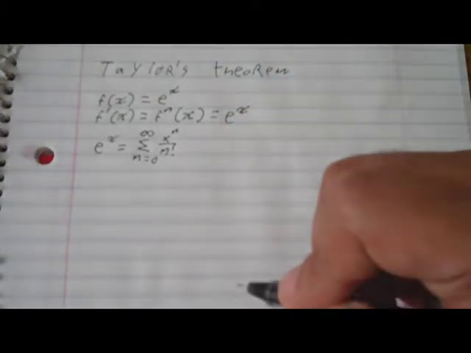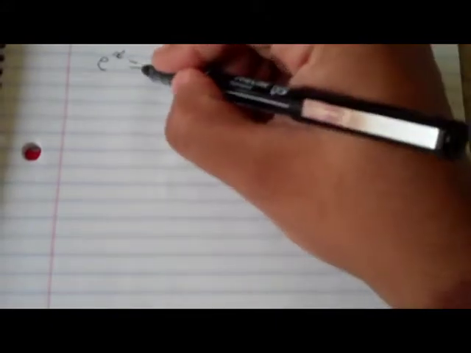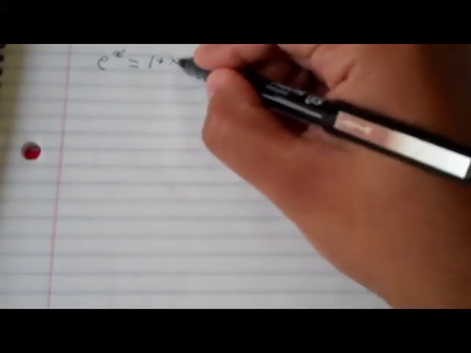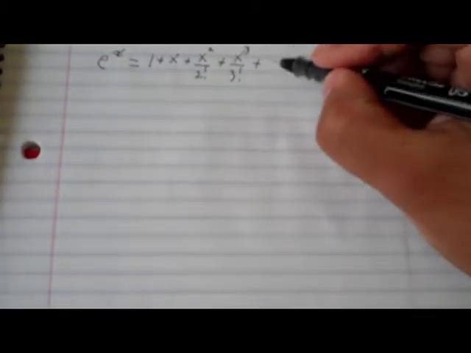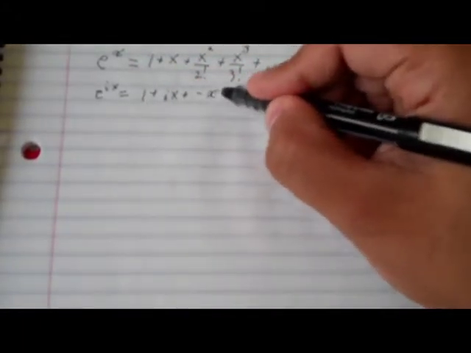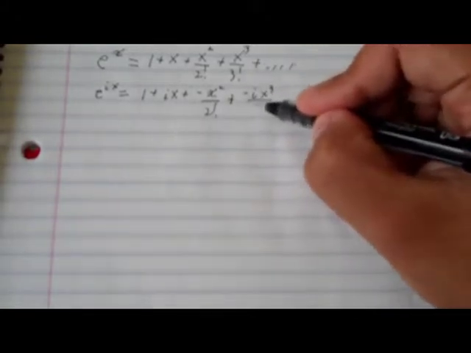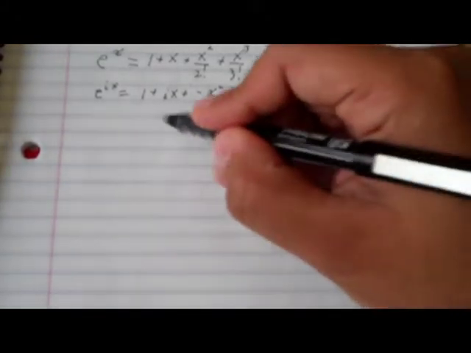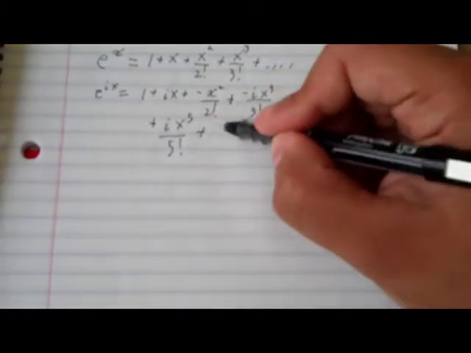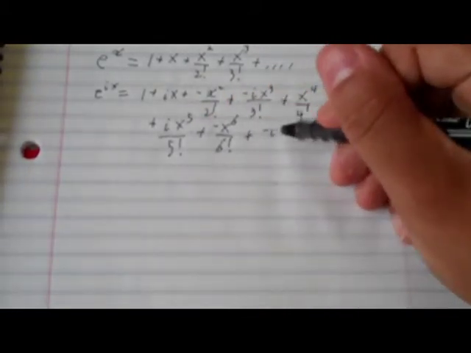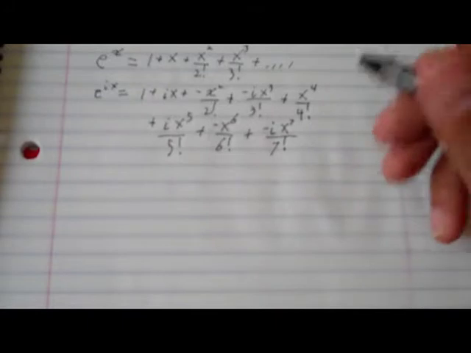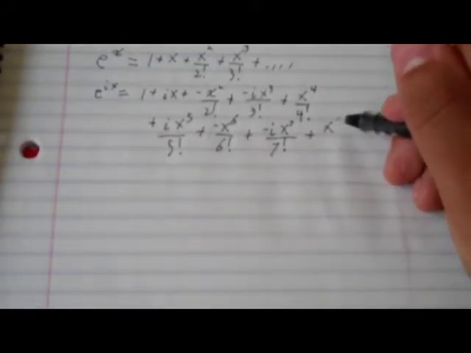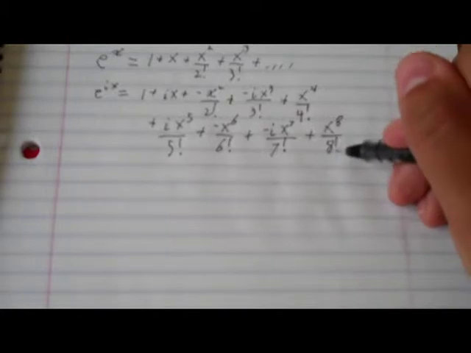If we expand the series for e to the x, we see that it is equal to 1 plus x plus x squared divided by 2 factorial, and so on. If we substitute ix in place of x, we see that e to the ix is equal to 1 plus ix plus negative x squared over 2 factorial plus negative ix cubed over 3 factorial plus x to the 4th over 4 factorial, and so on. You should take a moment to observe the circular nature of powers of i.